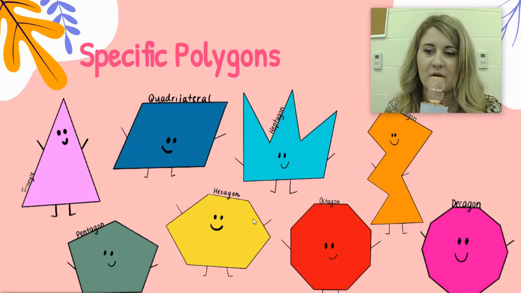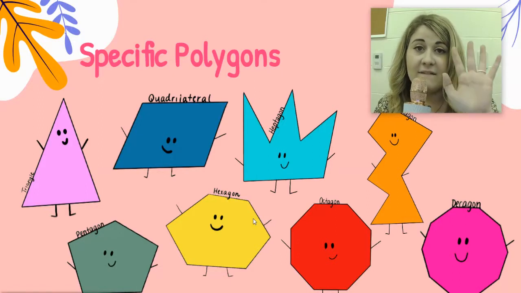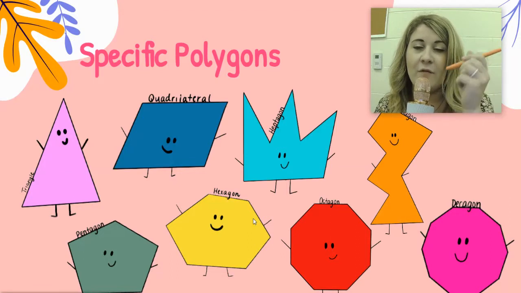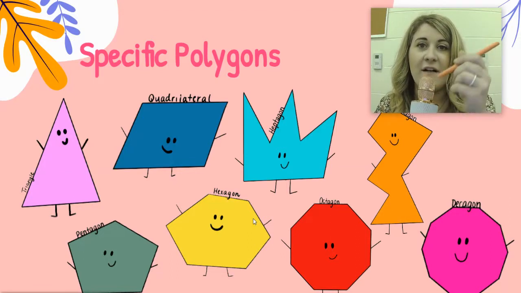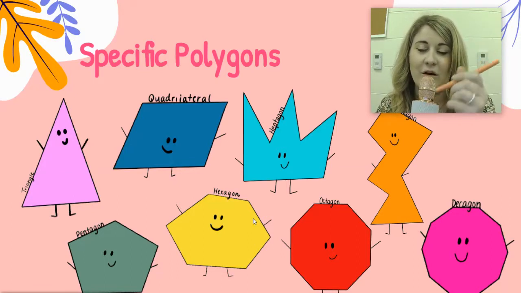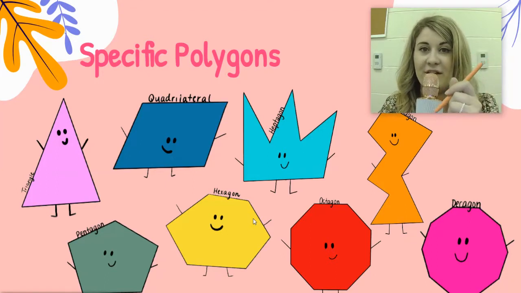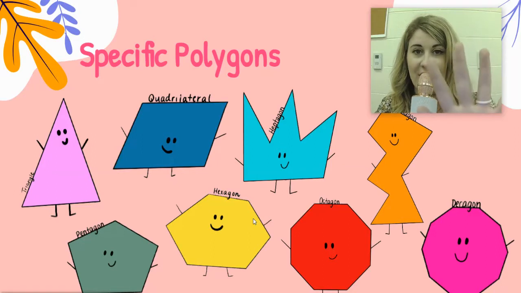The pentagon down there in the corner, little green guy, he has 5 sides. And we remember pentagon because we hold a pen with 5 fingers, and that is our pentagon. We have 5 fingers on our hand, and we hold that pen with all 5 fingers. So that makes pentagon 5 sides.